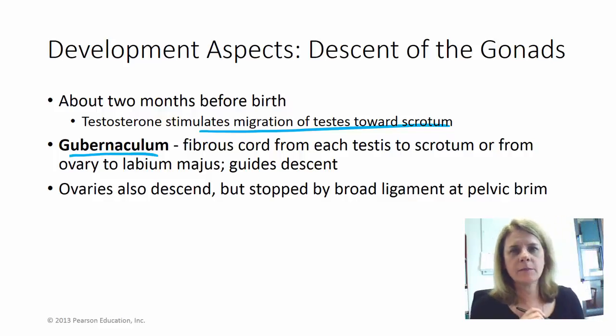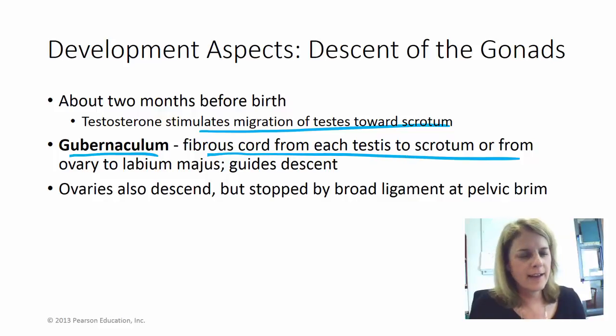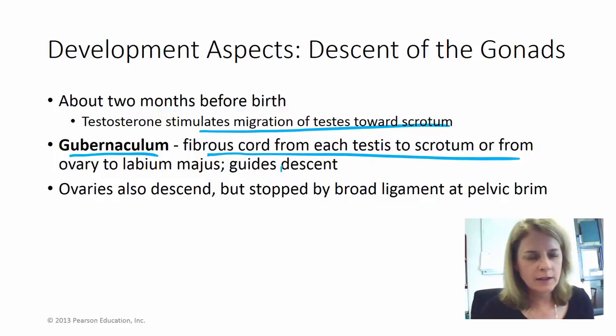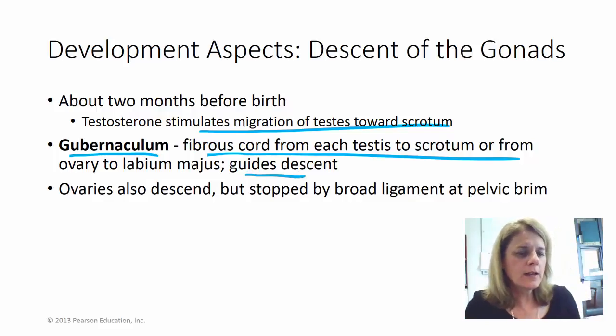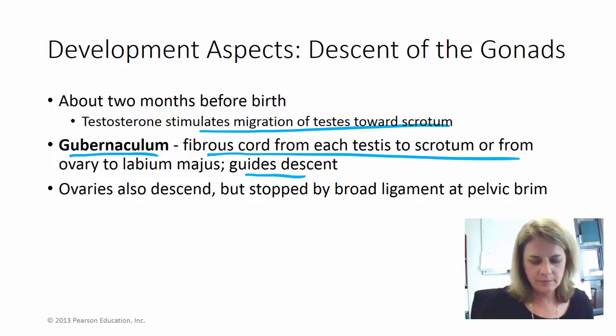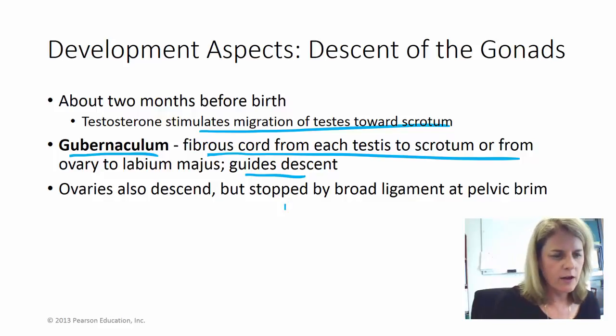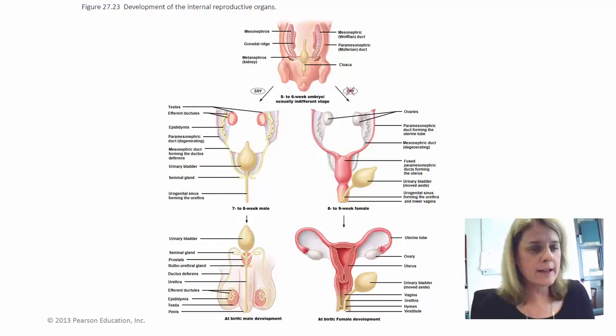I kind of think of it as a zip line. They grab hold of this fibrous cord and zip on down through the inguinal canal out into the scrotum. So the gubernaculum will guide the descent. The ovaries descend a little bit, but they don't go very far. They just go parallel to the top of the fundus of the uterus, and descend a little bit, but not to the outside.